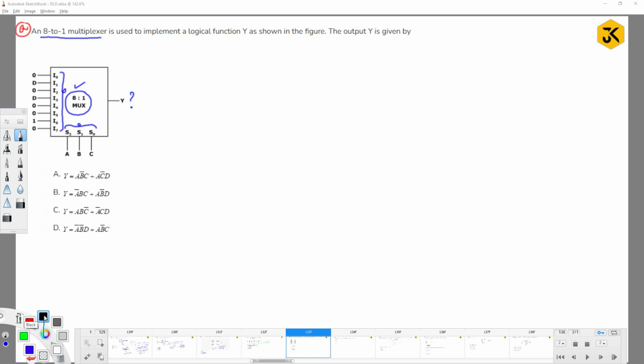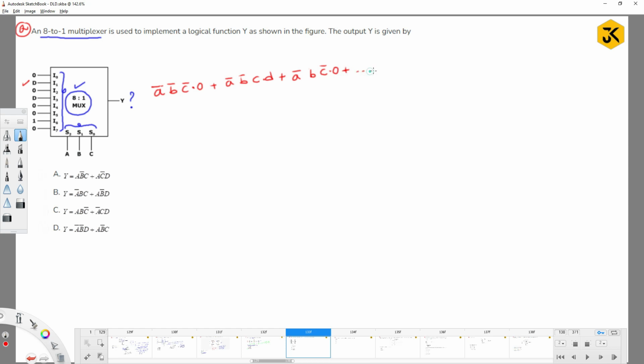It's a general procedure, right? As in the previous GATE questions. If you are going to select the first input, you have to make sure to pass 3 zeros. So I can directly write A bar, B bar, C bar into 0 plus A bar, B bar, C into D. Second input line, that is D. Next A bar, B, C bar and the third input line is 0.